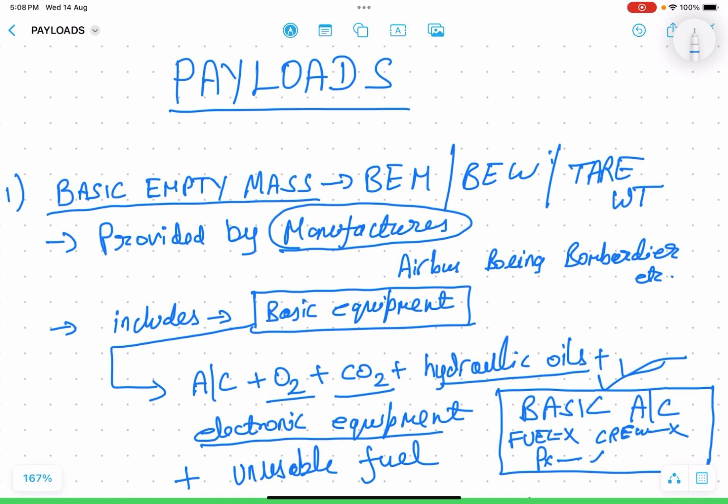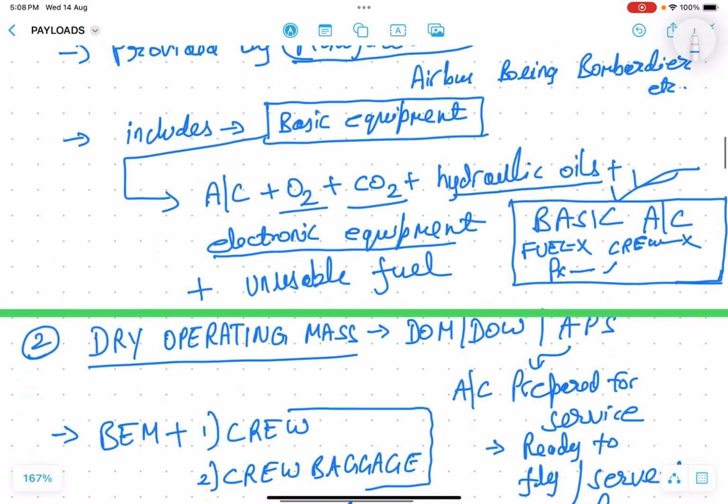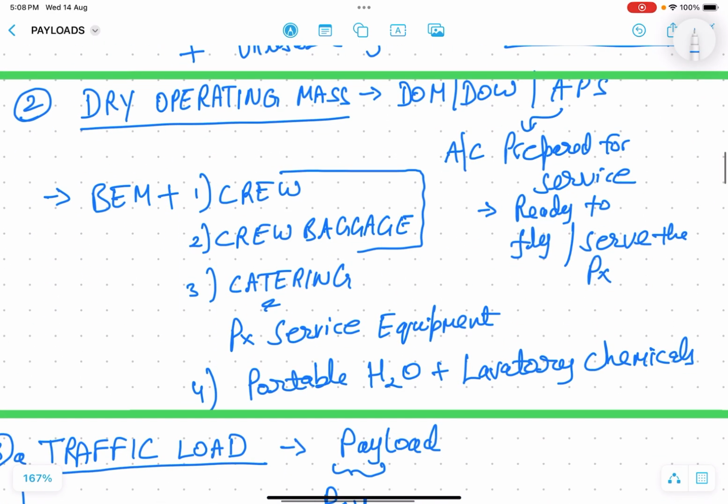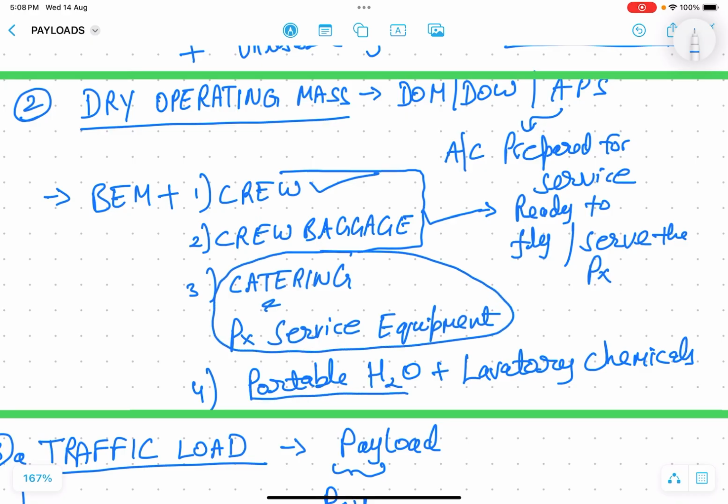up till now. The next stage, we just add crew, the baggage of crew, catering and portable service equipment, and portable water and lavatory chemicals to the basic empty mass. Then it becomes dry operating mass. So the second definition in the topic is dry operating mass, also called dry operating weight. It is also called APS, aircraft prepared for service. It means the aircraft is ready to serve the passengers.